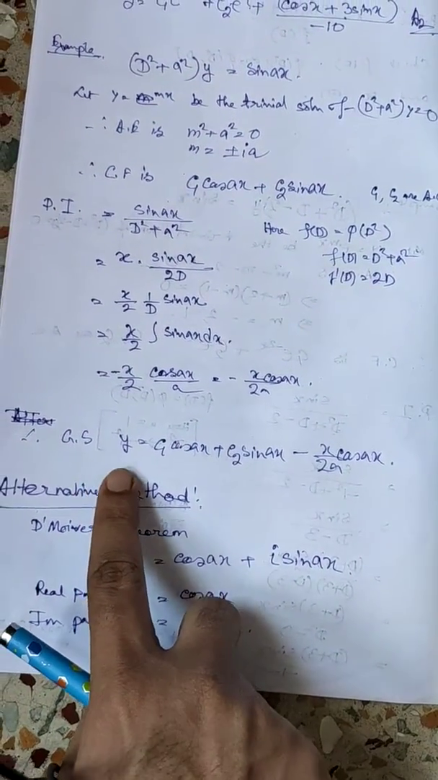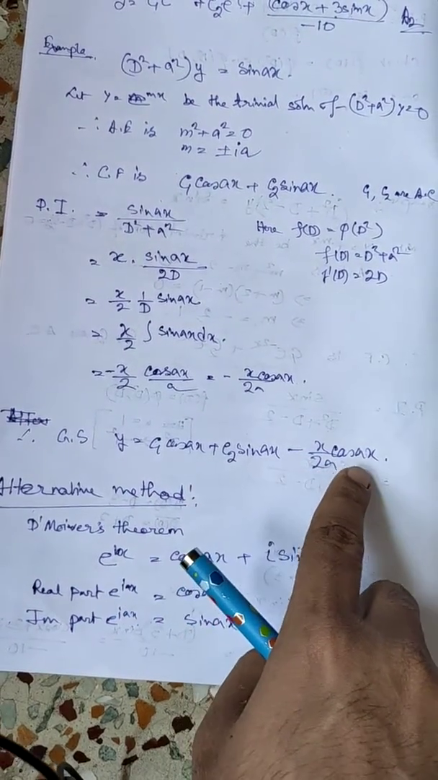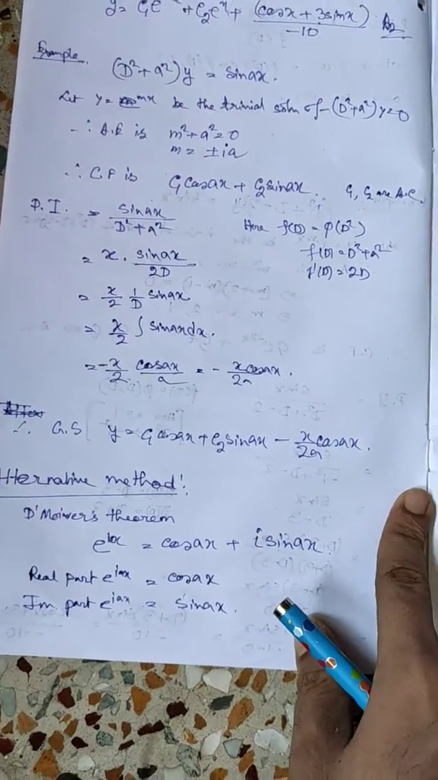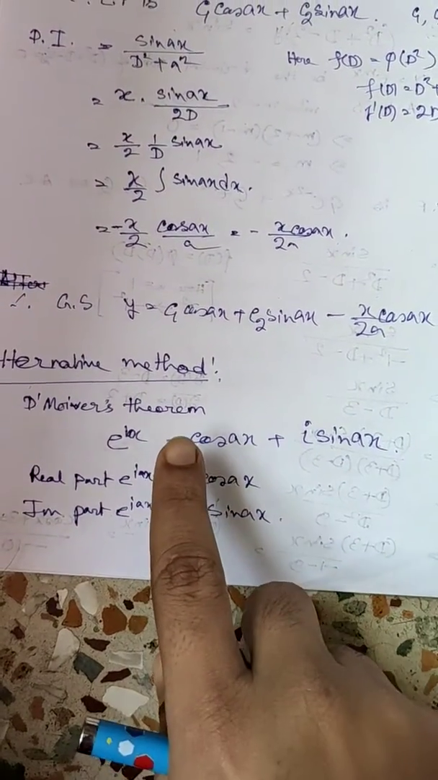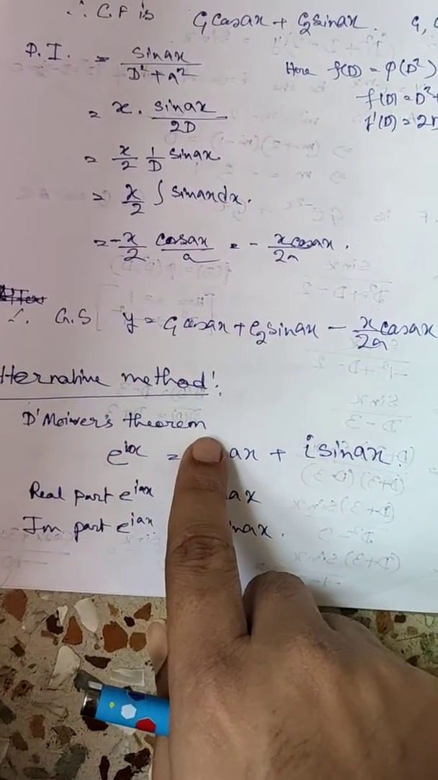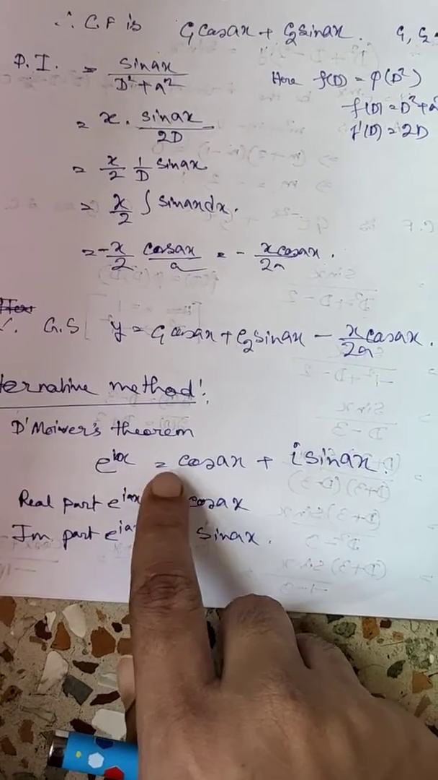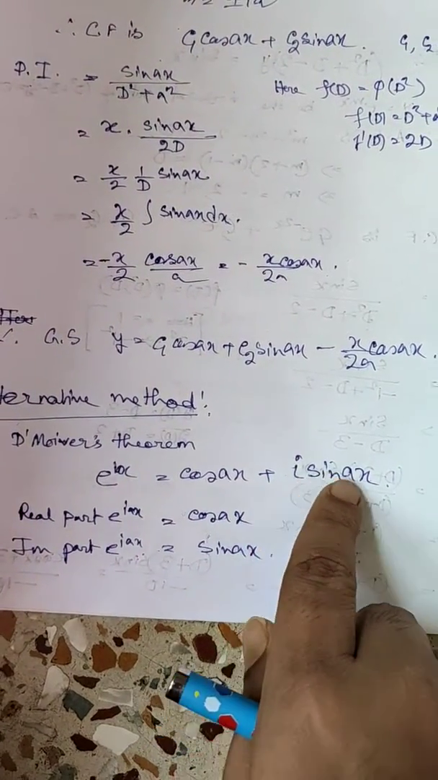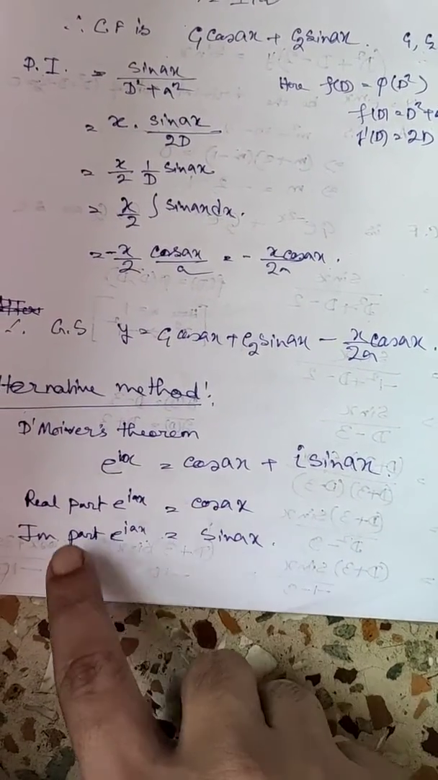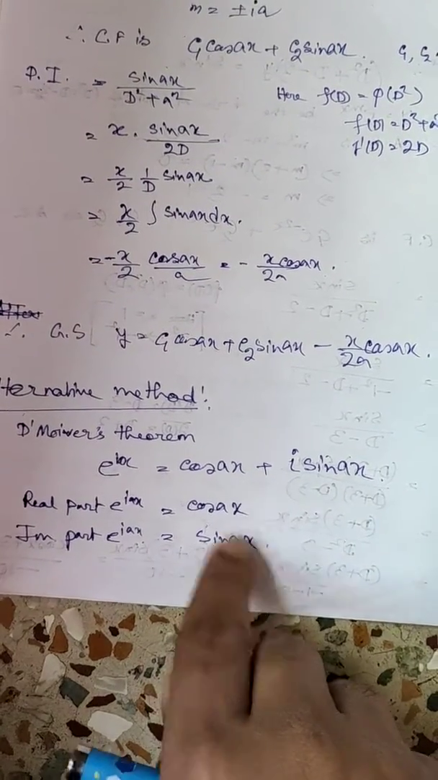Therefore my general solution is y equals c1 cos x plus c2 sin x minus this. This is one technique. There also exists another technique. For that we have to know De Moivre's theorem, where e to the power iax I can write as cos ax plus i sin ax, where the real part of e to the power iax is cos ax and the imaginary part of e to the power iax is sin ax.